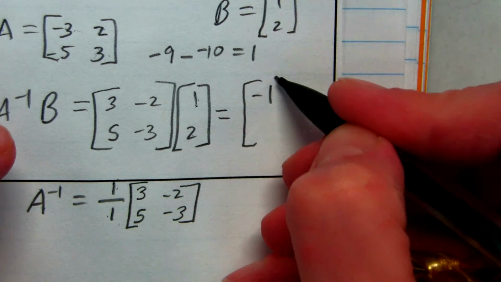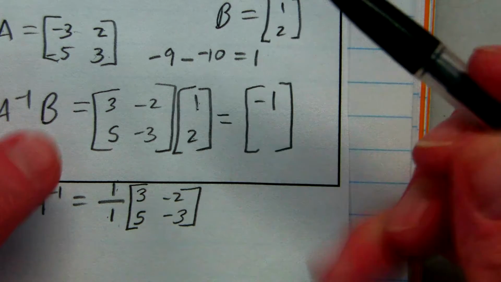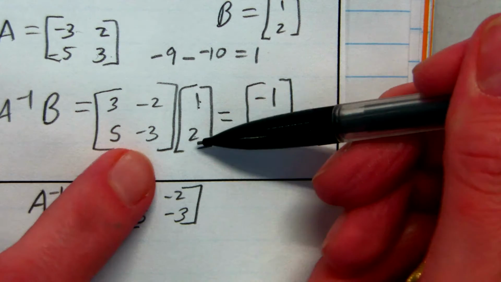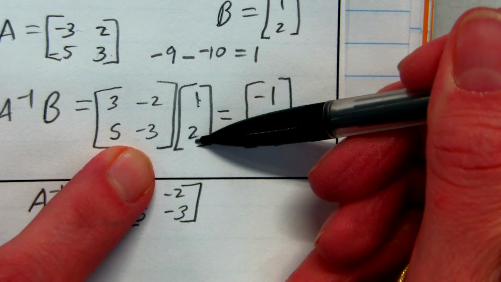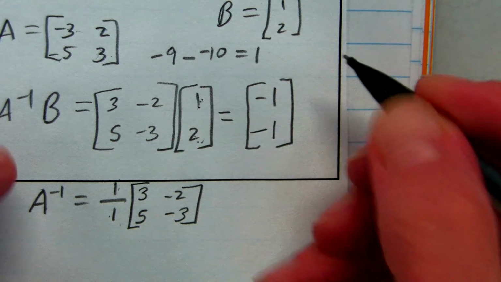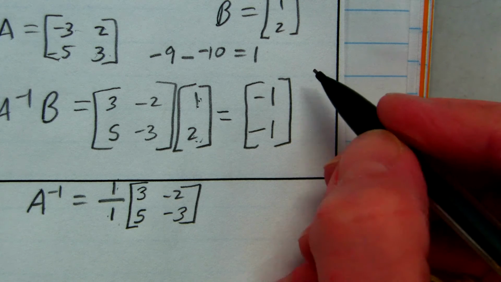And if you still need to write that out, it's okay. I'm just running out of room. And 5 times 1 is 5. Negative 3 times 2 is negative 6. So 5 and negative 6 together make negative 1. So basically this gives us x and y.